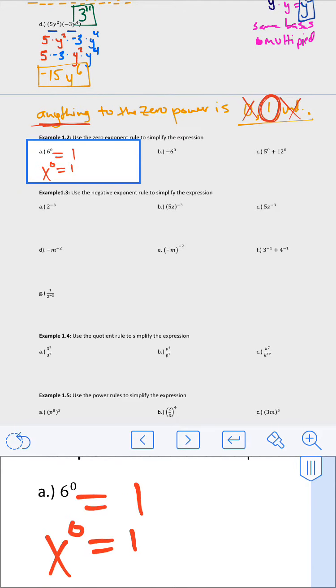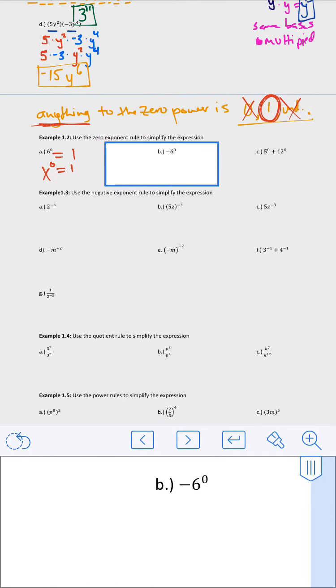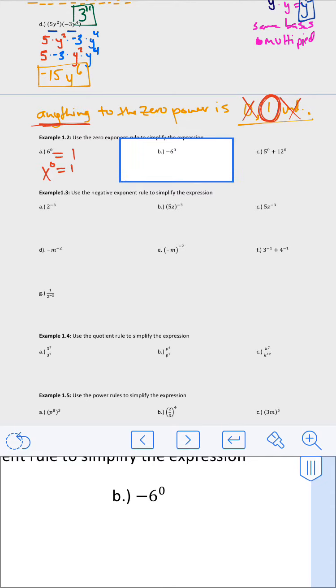Alrighty. Let's take a look at B though. We're going to be super, super cautious here because it says negative 6 to the 0. But the question is, do we include that negative or not? Now 6 to the 0 we already saw. That's 1, right? But what's really being asked here? Are we being asked to take negative 6 and raise it to the 0 power? Or are we being asked to take 6 to the 0 power and make it negative?